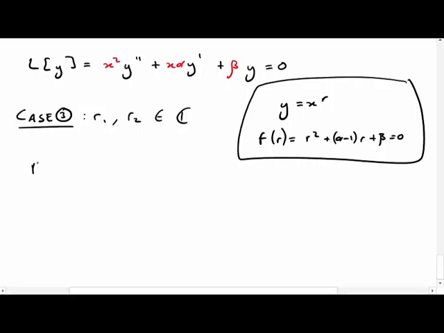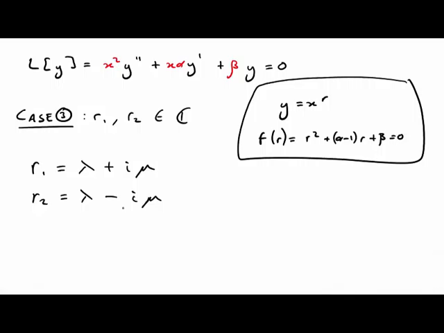Well, basically it means that R1 is equal to some real number, lambda, plus i times mu, so some imaginary part, and R2 is equal to lambda, and we've still got the i times mu, but this time with a minus instead of a plus. So they're complex conjugates of each other, and that comes about because of the quadratic formula.